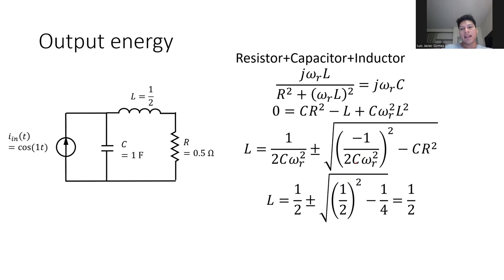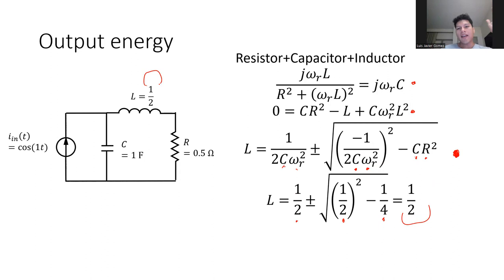And I did that here. So basically, first I did it symbolically. I basically solved the quadratic equation, and then I plugged in the value of one for omega and one for C so that I would get 1/2 here. One for C and 1/2 for R, so that I would get 1/4, and then one and one, so that I could get 1/2. And then this gave me that L has to be 1/2. Okay, so now kind of the punchline of the story, which is that if I choose this L to be 1/2, let's look at the circuit again.